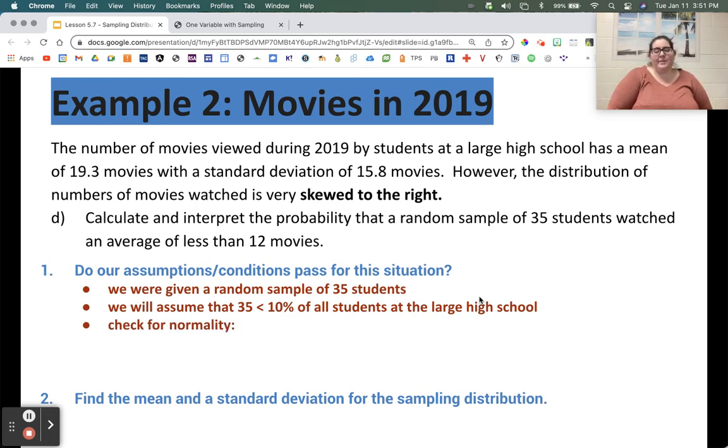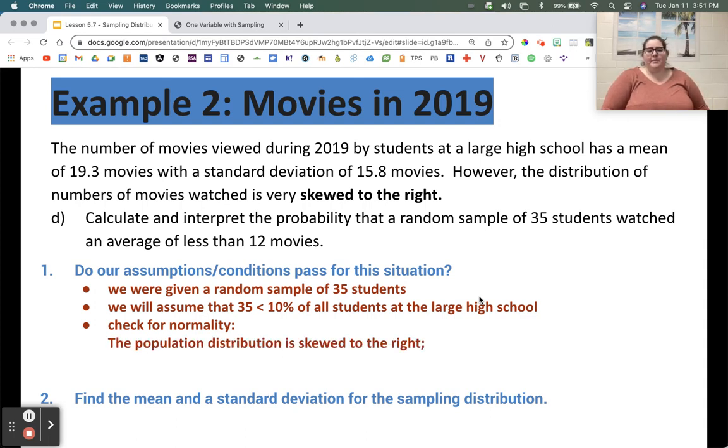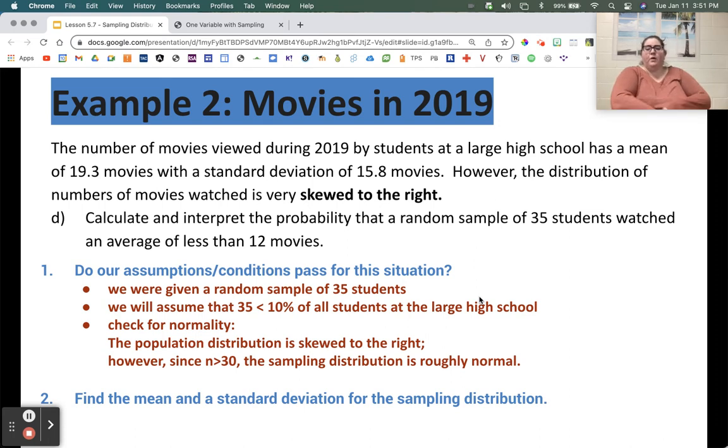And then we're going to check to make sure that our sampling distribution is normal. Again, because our sample size is greater than 30, it's 35, we know our sampling distribution is roughly normal, even though the population is skewed to the right. So we know we're okay for the sampling distribution because our sample size is bigger than 30.